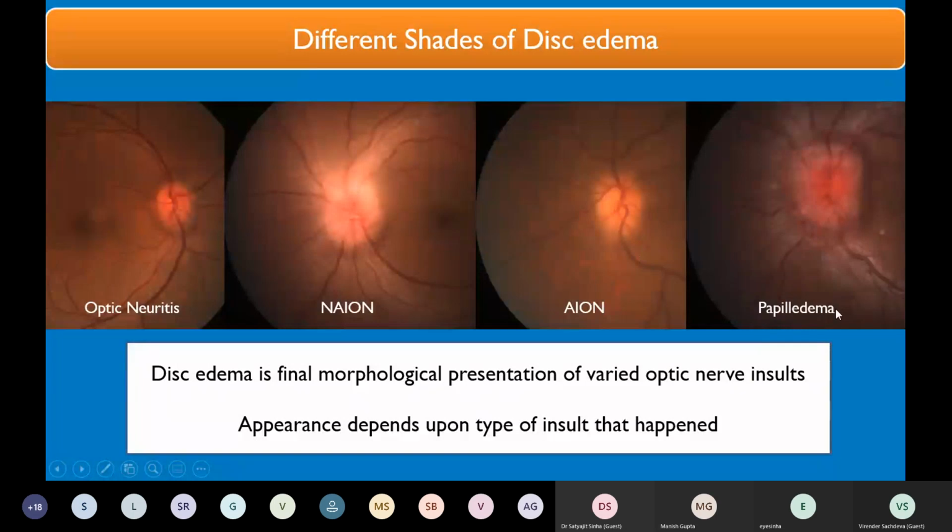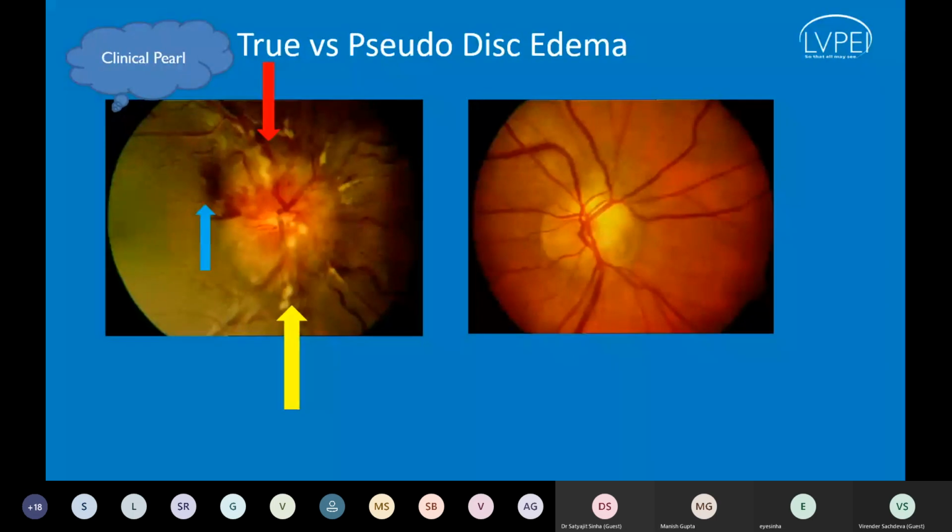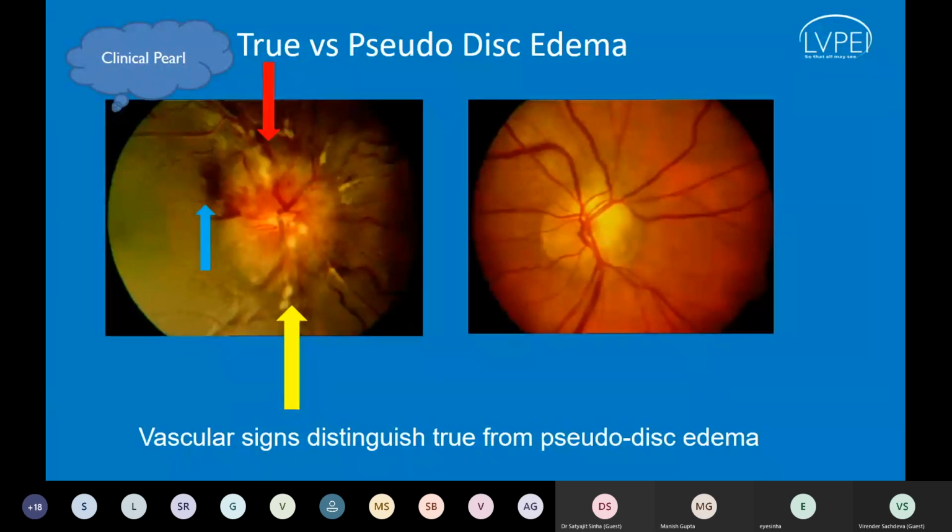Whereas in patients with papilledema, the disc is massively swollen, and you can see presence of vascular signs that I will highlight a little later. And in addition to that, the vision might be relatively preserved. But when we see a patient with disc edema, you are always concerned whether it's true or pseudo disc edema. So how do you distinguish?